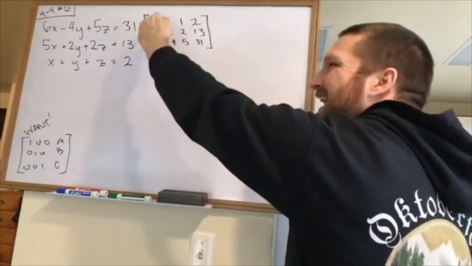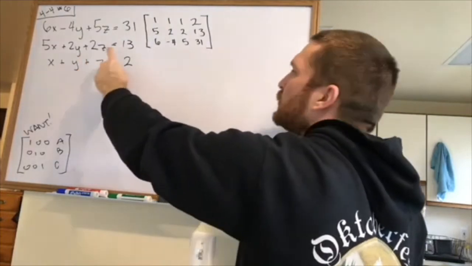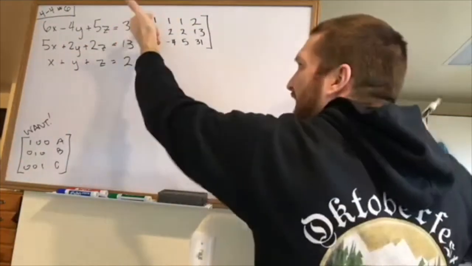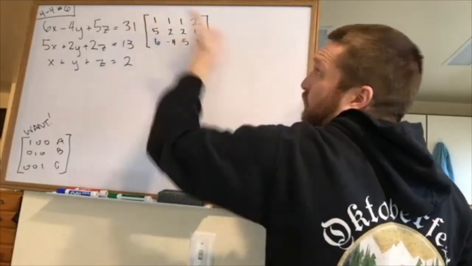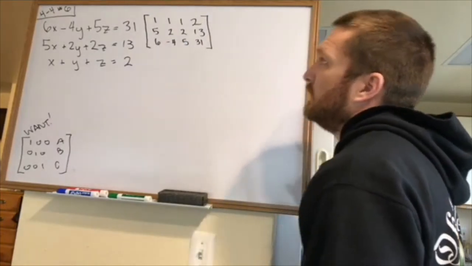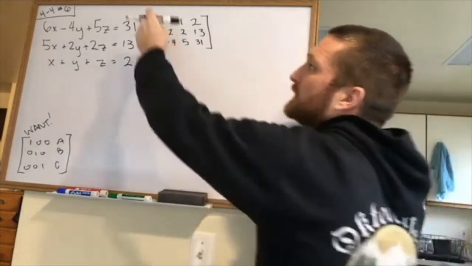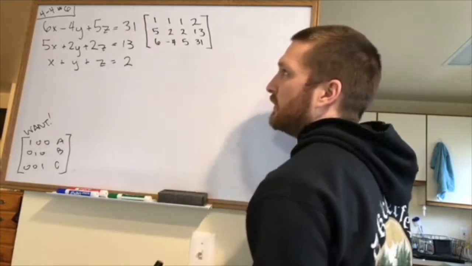If I didn't have a leading 1, like if this were 2, 2, 2, 4, I could say, well, if I divide this by whatever number's in front, then I will have a leading 1. That's how you would do this. So I have a leading 1. We're good to go. Now I just need to turn that into a 0 and turn that into a 0.